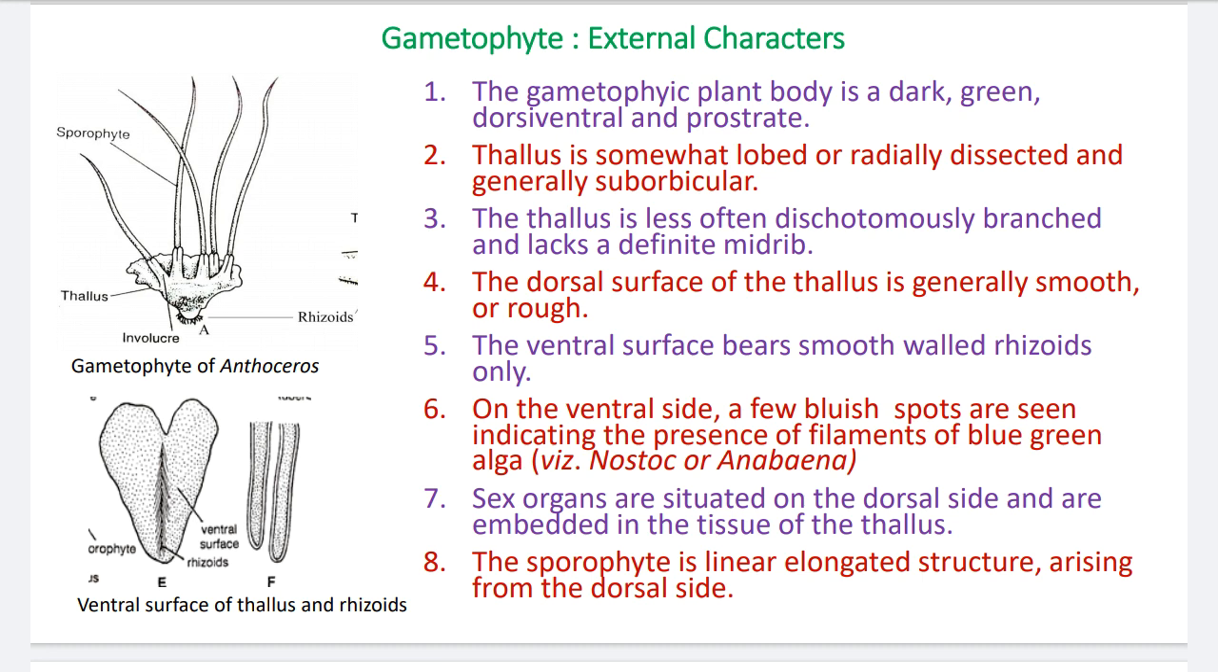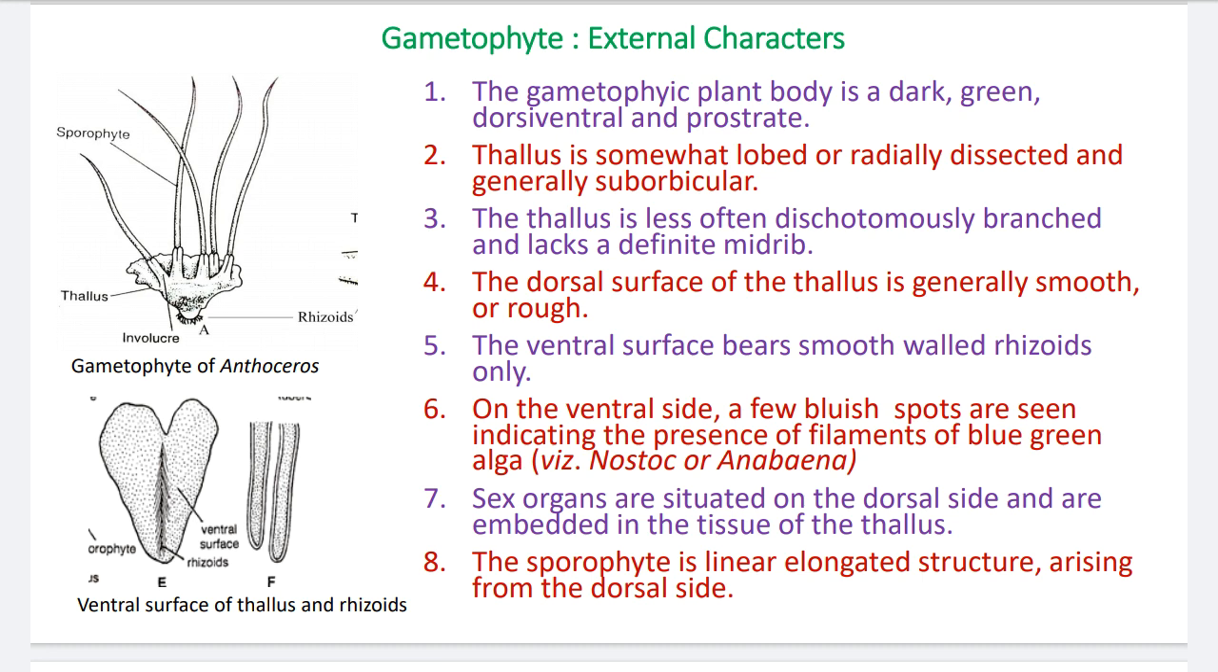As you observed in Marchantia, the thallus is frequently dichotomous. In Riccia and Marchantia, there is a definite midrib, but in Anthoceros, the thallus is less often dichotomously branched and lacks a definite midrib. Number 4. The dorsal surface of the thallus is generally smooth or rough. Okay, simple thing.